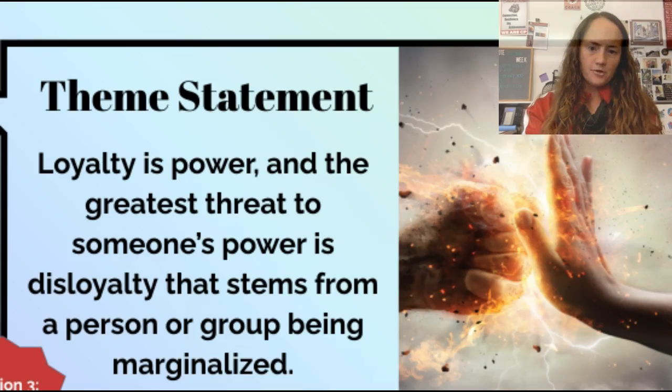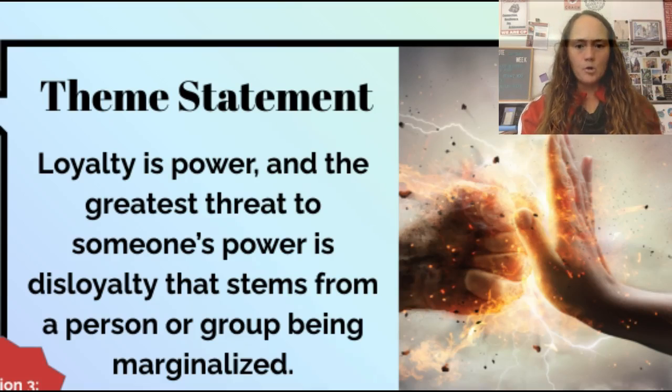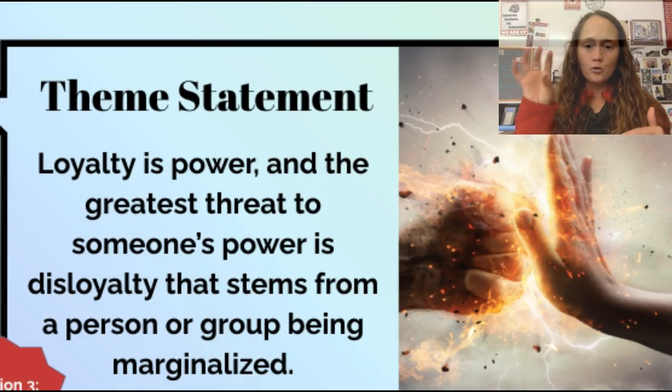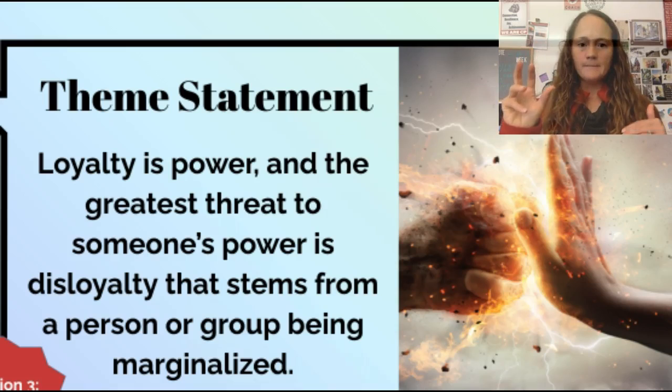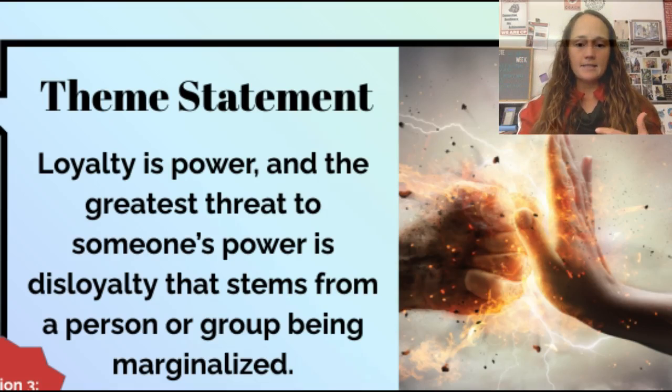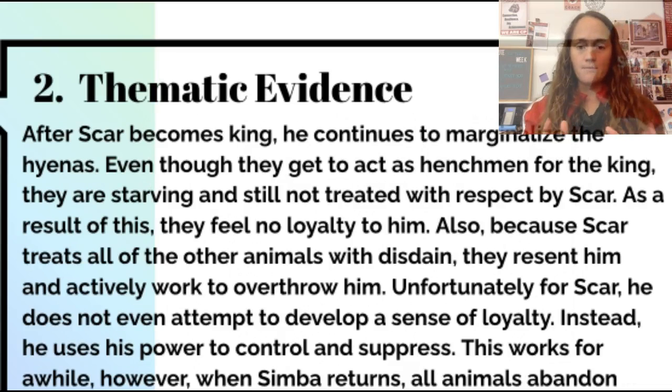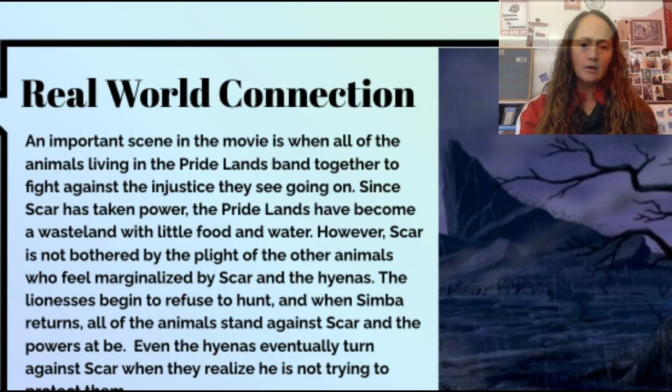So, for example, for this theme statement where I stated loyalty is power and the greatest threat to someone's power is disloyalty that stems from a person or group being marginalized, I want to make sure the examples I give of thematic evidence really target this specific idea of power, that loyalty is power, and that the greatest threat to power is when people are not loyal and they feel marginalized. So that's my first tip: as you're doing your thematic slides, make sure you tie everything back to that theme statement.